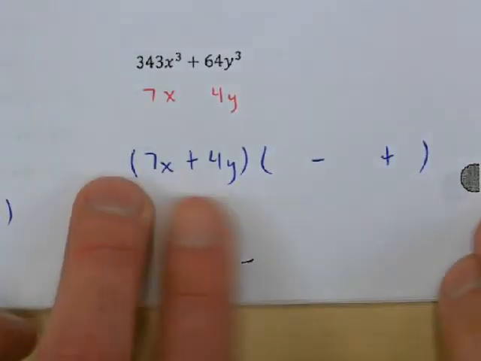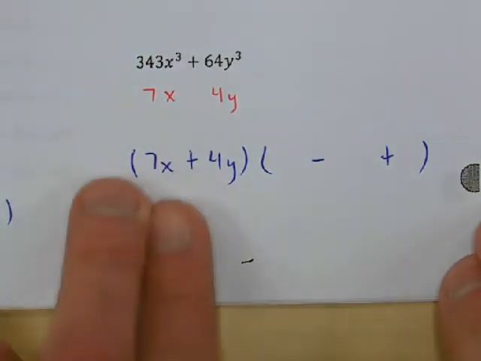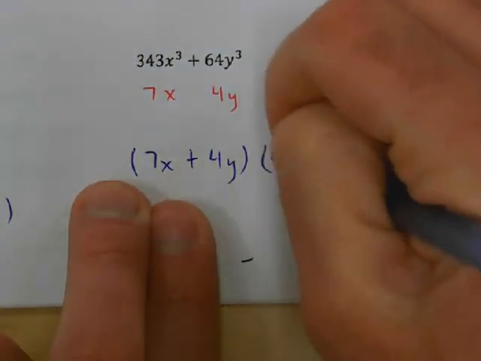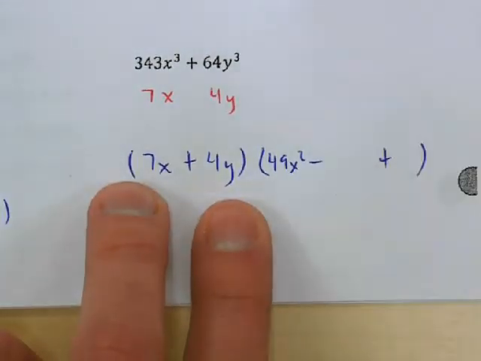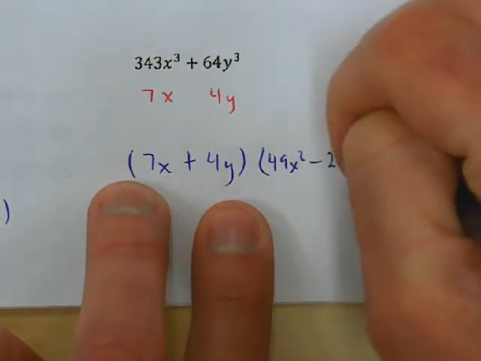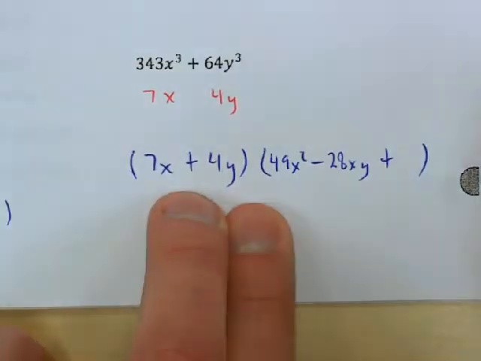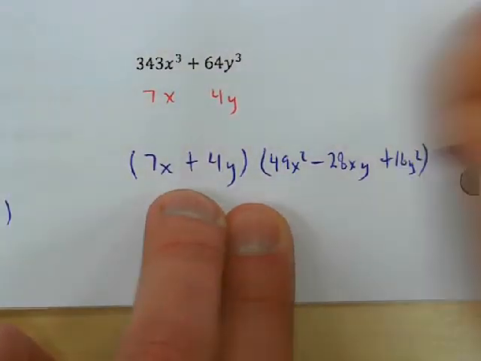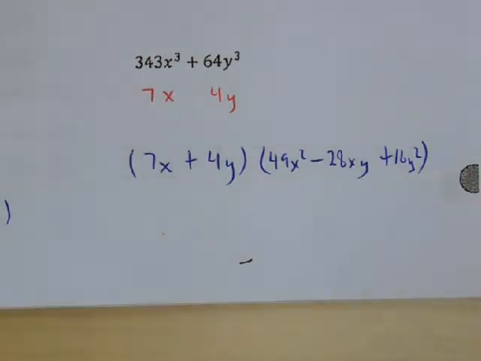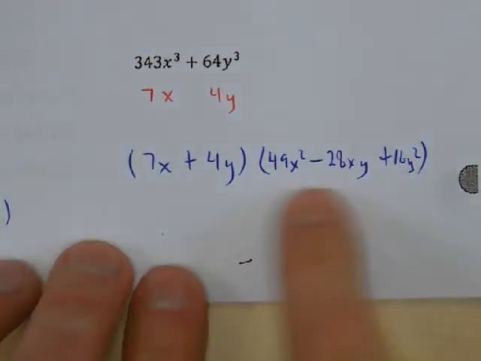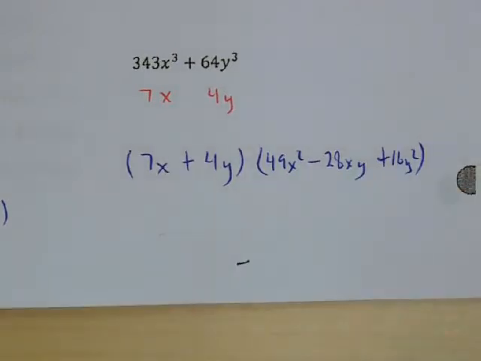And then I want 2 of those, 1 of each, then 2 of those. So 2 of those is going to be 49x squared. 1 of each is going to be 28xy. And then 2 of those, 16y squared. Okay? And make your parentheses as big as you can, as much space as you have. We don't want to have to jam it in there.